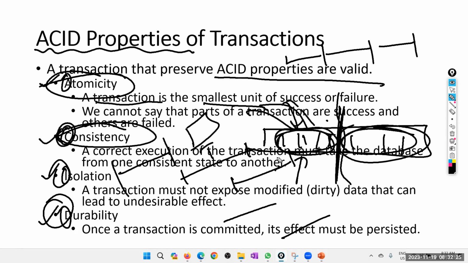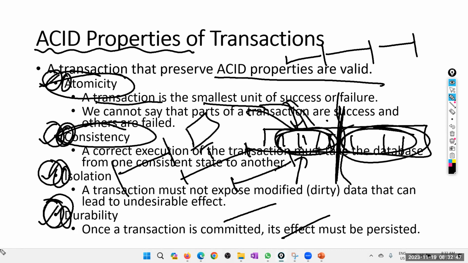So that even when there's a crash or you switch off the computer, the database machine, the data must be there in the database when you switch on. So that is what durability is. That is why we want to save it to a database or file. So those are the four properties: atomicity, consistency, isolation, durability.